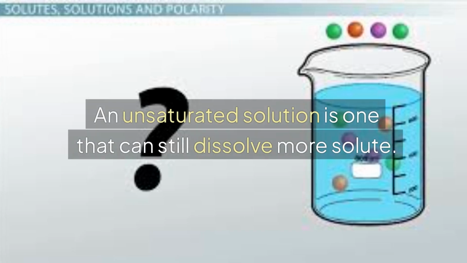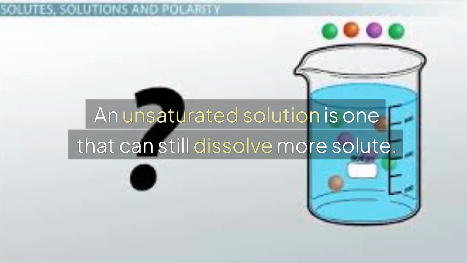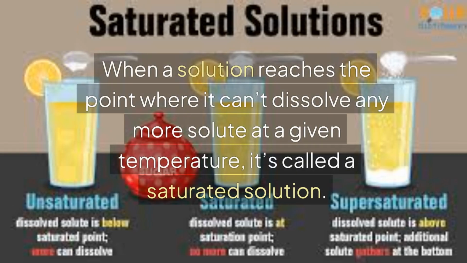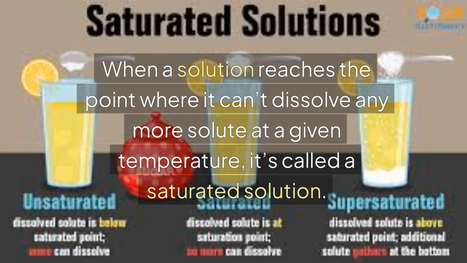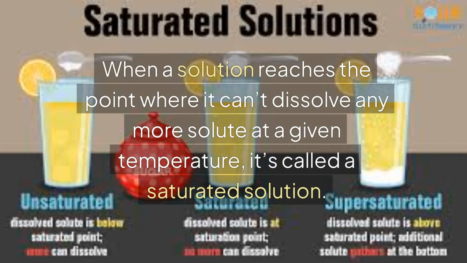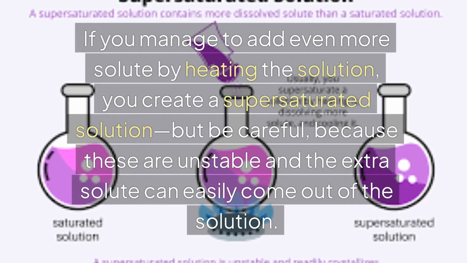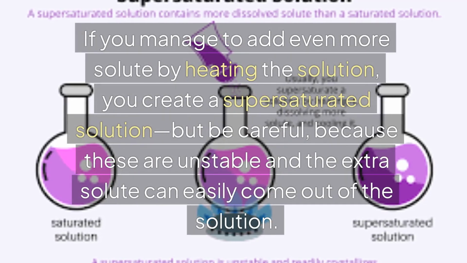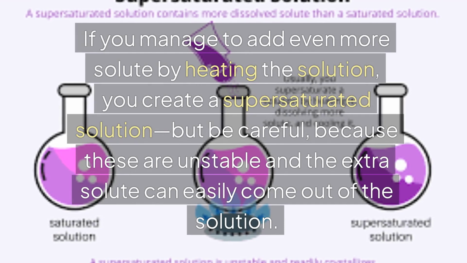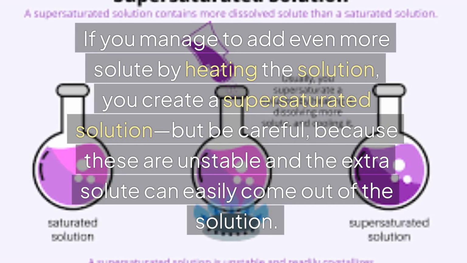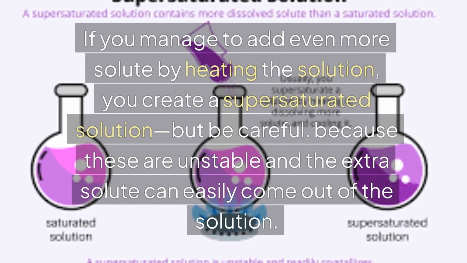An unsaturated solution is one that can still dissolve more solute. When a solution reaches the point where it can't dissolve any more solute at a given temperature, it's called a saturated solution. If you manage to add even more solute by heating the solution, you create a supersaturated solution. But be careful, because these are unstable and the extra solute can easily come out of the solution.